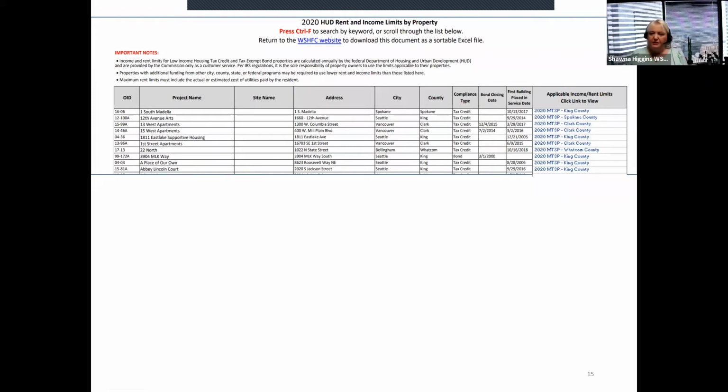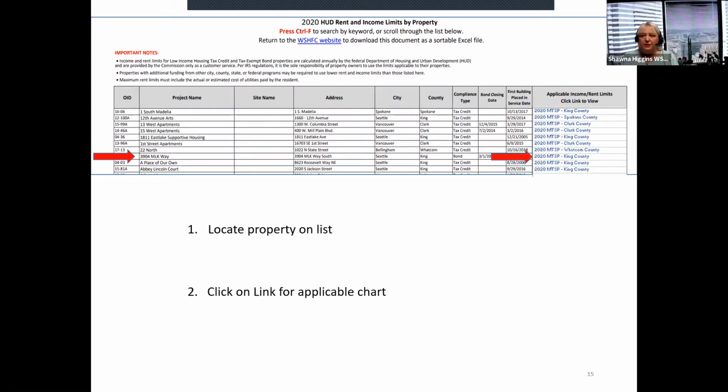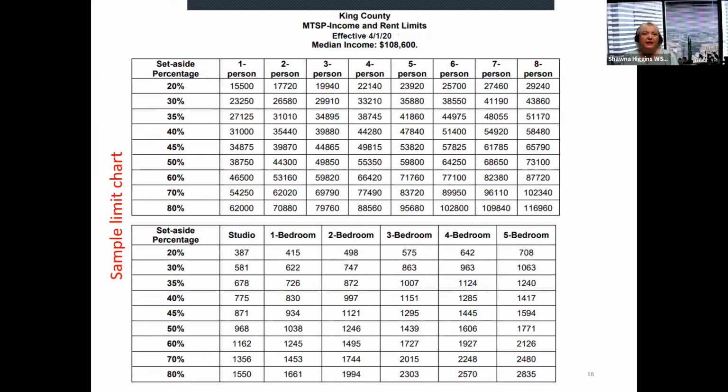So the first thing you want to do is locate your property. For instance, in this one, we're going to look at the 3904 MLK Way. And then you're going to find the link for the applicable chart. That's going to be the 2020 MTSP King County. And once you click on that, it's going to open up the income limits for King County.